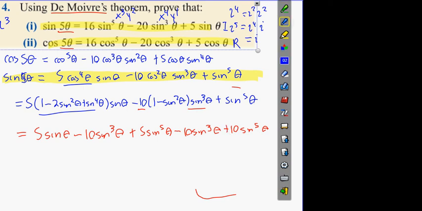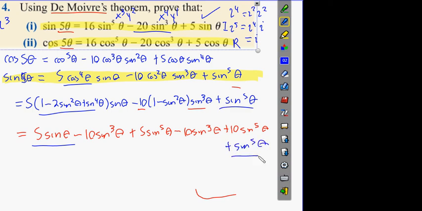And guys, let's do a count. 5 sine theta, 5 sine theta, 10 sine cubed theta, minus 10 sine cubed theta, minus 20 sine cubed theta. And finally 5 sine 5 theta. You're missing the last sine 5 theta. It's still there. You should add it on. Oh, it's still here.